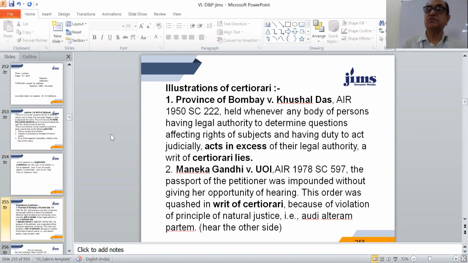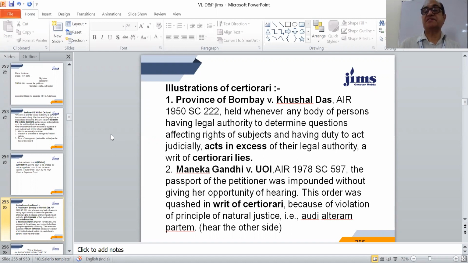Now I'll give you few illustrations of certiorari as to what is actual meaning of certiorari. The first leading case is Province of Bombay versus Khushal Das. This case was decided way back in 1950 by the Supreme Court. It was held in this case that whenever any body of persons having legal authority to determine questions affecting rights of subjects and having duty to act judicially acts in excess of their legal authority, a writ of certiorari lies. Whenever the lower court, whenever the legal authority acts in excess of their jurisdiction, excess of their authority, then writ of certiorari lies.